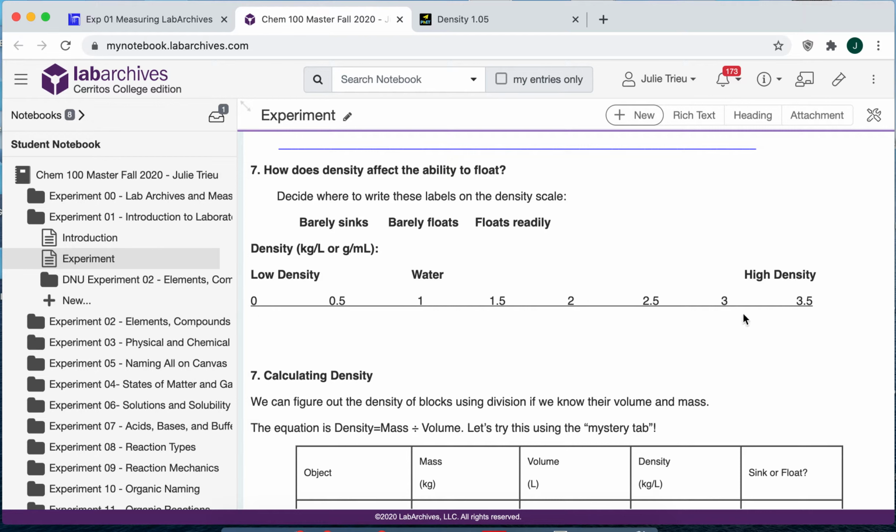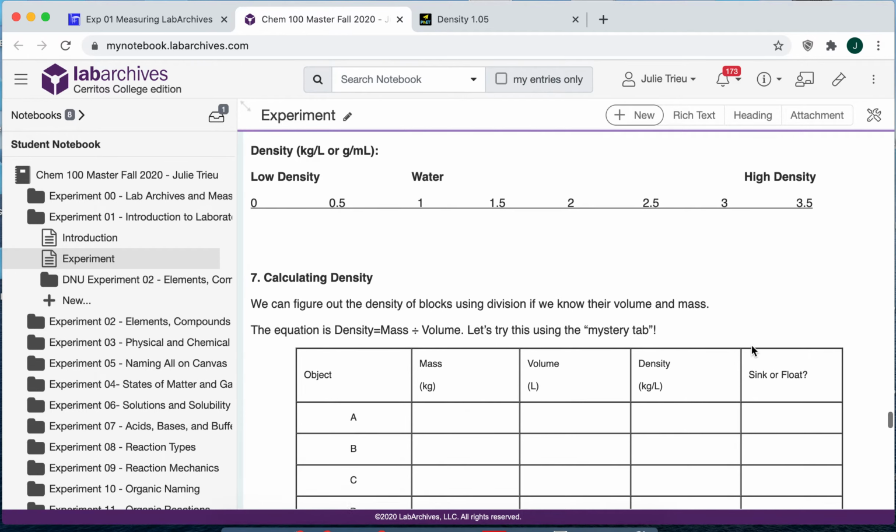Okay, based on this scale, you're going to see the density of water is equal to 1.0. So any material with very low density, lower than 1, most of the time is going to float in water. Any materials you have designed or seen that have density greater than 1, most of the time are going to sink in water.